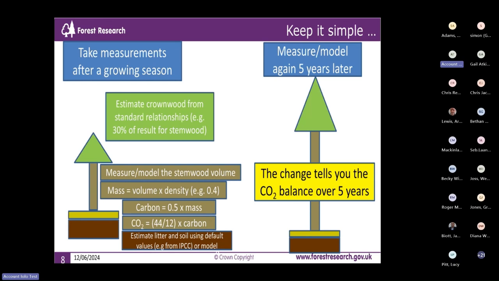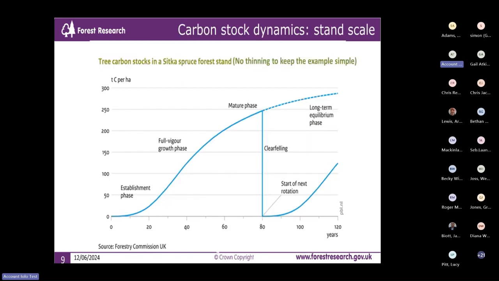Then you go back 5 years later and you measure the carbon stock in the system again. And the difference between the two tells you what the carbon stock change is. And that tells you whether you're getting carbon going into the system or coming out of the system, whether your system is a carbon sink or a carbon source. So there are simple ways of calculating the carbon balance of a quite complicated biological system.